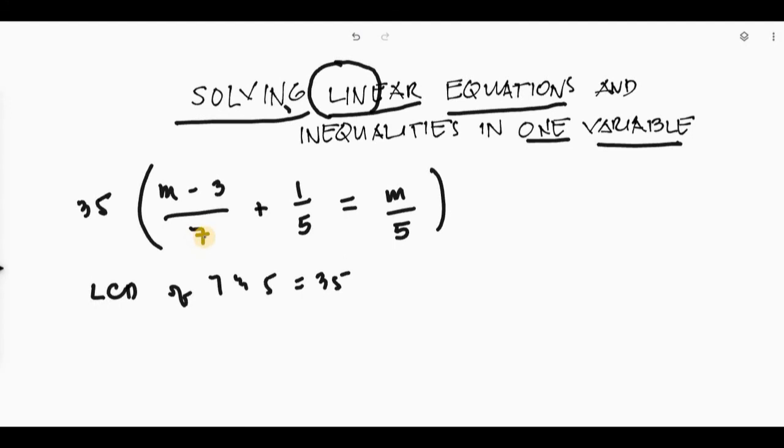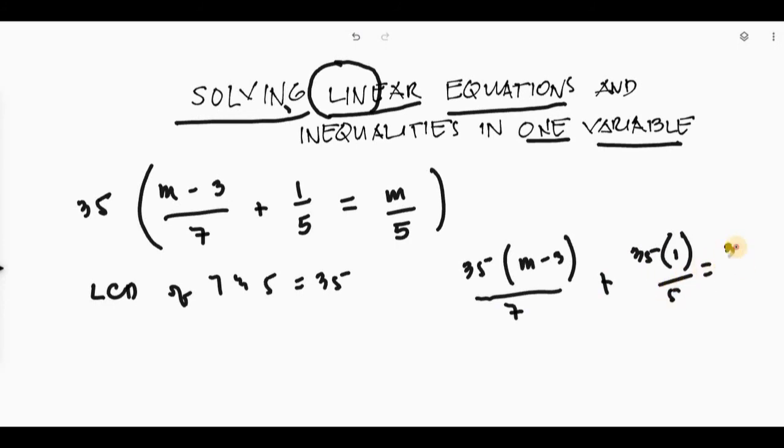Okay? So, after natin ma-multiply, gagawin natin is 35 times m minus 3 over 7 plus 35 times 1 over 5 equals 35 times m over 5. So, yan muna yung ginawa natin.